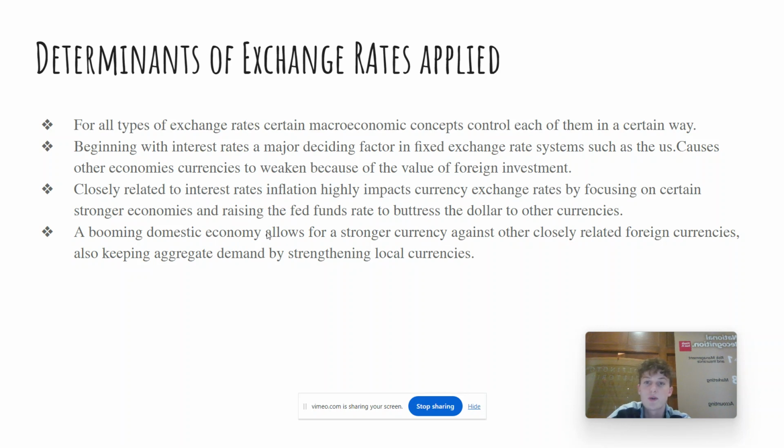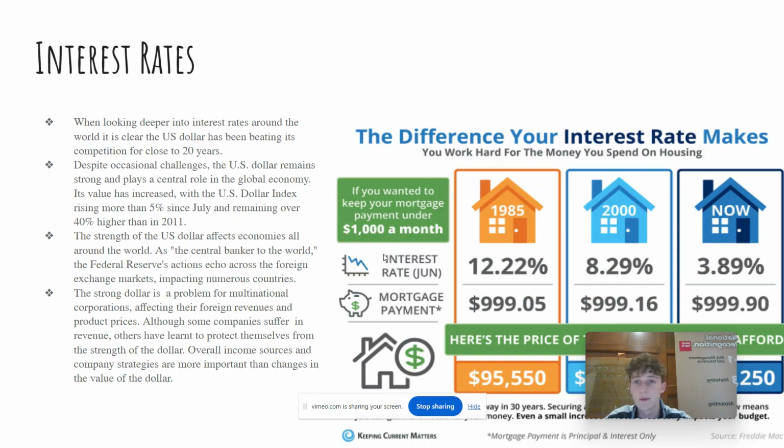Closely related to interest rates, inflation highly impacts currency exchange rates by focusing on certain stronger economies and raising the Fed funds rate to buttress the dollar to other currencies. A booming domestic economy allows for stronger currency against other closely related foreign currencies, also keeping aggregate demand by strengthening local currencies. So here we're going to delve deeper into interest rates and how they affect currency exchange rates on a macroeconomic level.